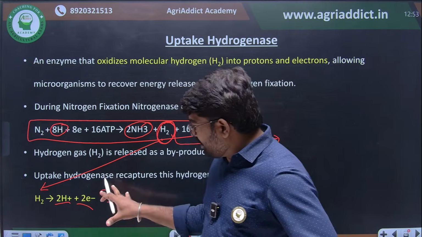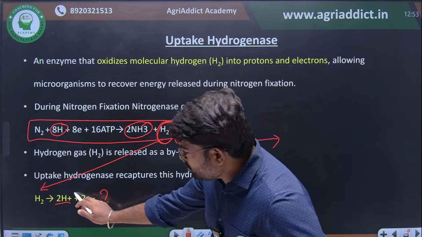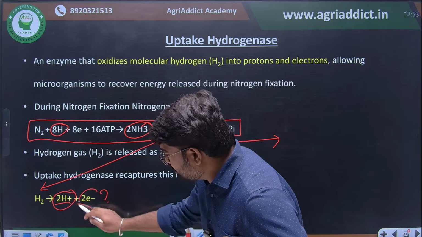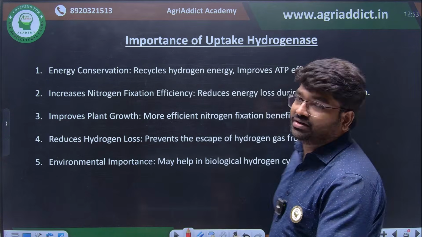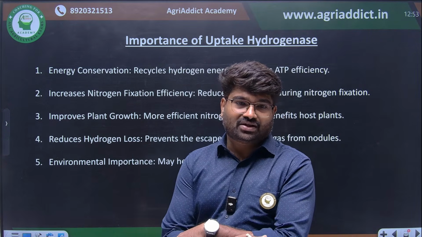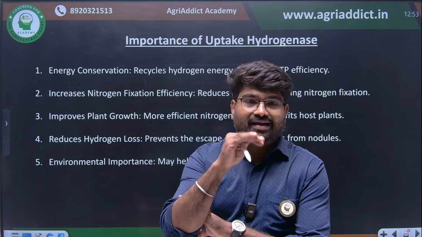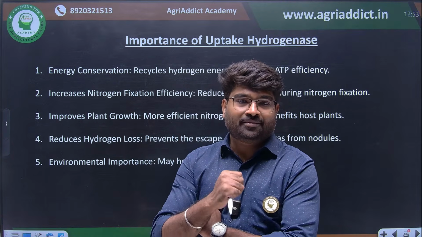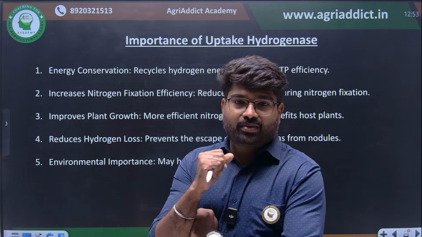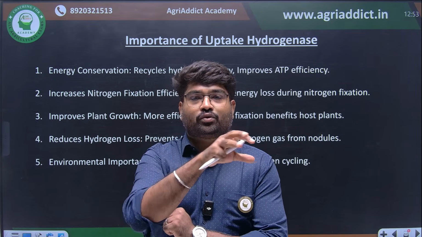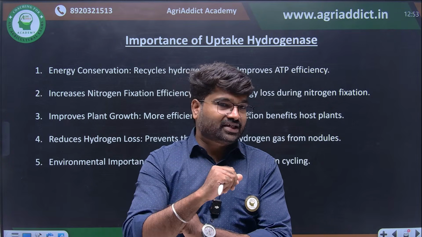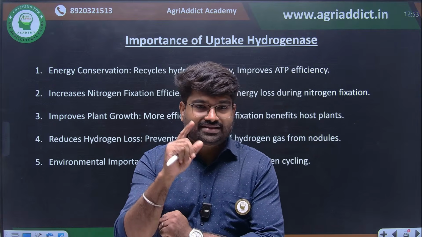If you observe here properly, 2 molecules of H+ are there and 2 molecules of electrons will be released. These electrons will be used for energy conservation. That electron can flow in the electron transport chain. Because of that, ATP production can happen. This produced ATP can be utilized for nitrogen fixation. I hope this is clear. This is the first point.